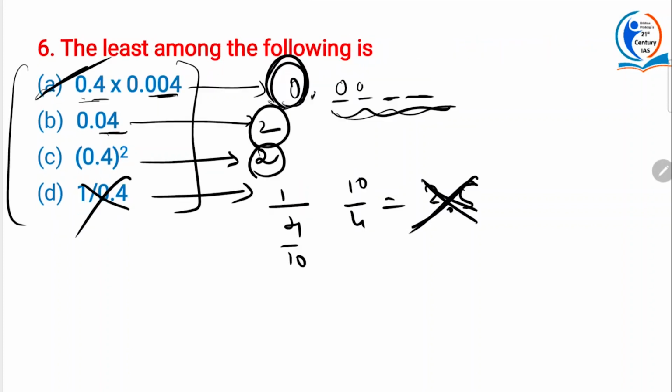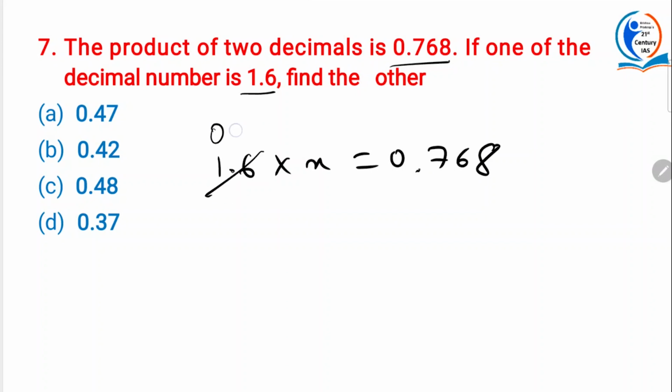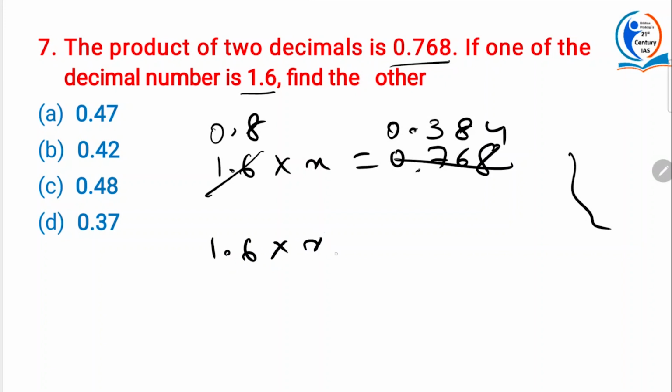All right. Yeah. Now, the product of two decimals is 0.768. If one of the decimal numbers is 1.6, find the other. So, 1.6 into x is 0.768. Okay. Now, actually one method is you can solve by 2 0.8s are 1.6, 2 0.384s are 0.768. So, that is one method. Okay. Now, method 2 is, see, 1.6 into some number you have to get 0.768.